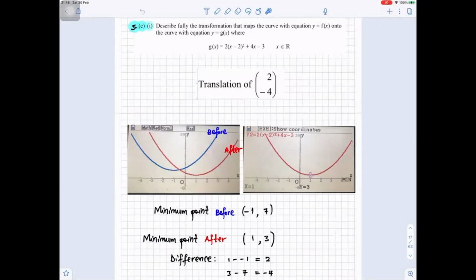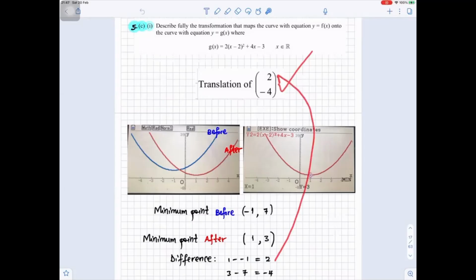But what is the minimum point after? The minimum point after is 1, 3. So what has changed the minimum point? The difference is after minus before. 1 minus minus 1 will give you 2. And then 3 minus 7 will give you minus 4. So the difference is 2 and minus 4. That is what it has been translated by.